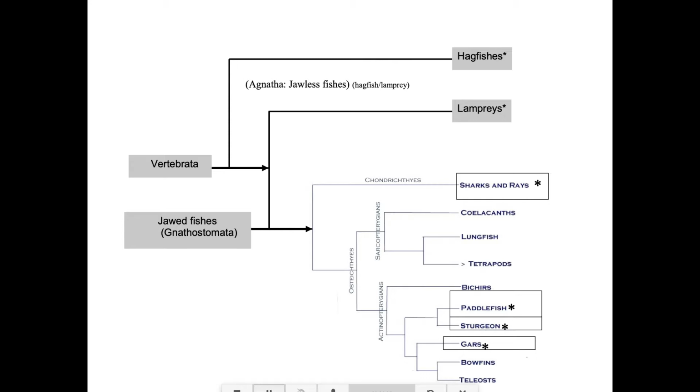So first, we're going to be talking about the jawless fishes, also known as Agnatha, which are the hagfish and the lamprey. You'll also notice here on this tree that there are asterisks by some of the groups, and these are the ones that you are required to know for class and for any exams. So keep that in mind.